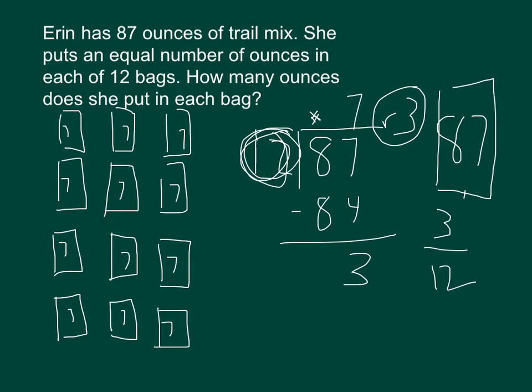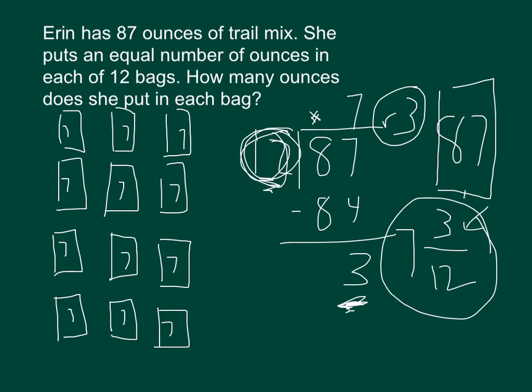So in each bag, there would be 7 ounces, but there would also be 3/12 added to it. So each bag would actually contain a total of 7 3/12 ounces. And again, the reason is that we have these 3 ounces that are left, and we're dividing these 3 ounces into these 12 bags. 3 divided by 12 is written like a fraction as you see it right here, and it's written as 3/12. So we combine that with the whole number, which was 7, and our answer would be 7 3/12.